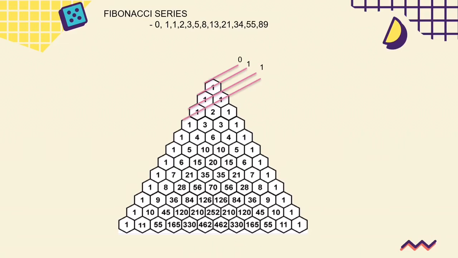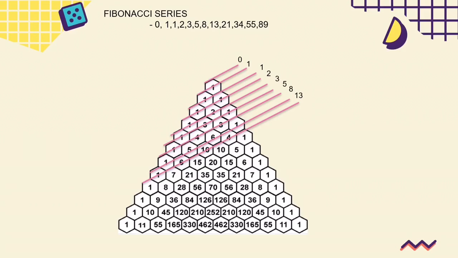Then the fourth line slashes 1 and another 1. So 1 plus 1 is equal to 2. Then another line is slashed by 1 and 2. So 1 plus 2 is equal to 3. Then another line slashes 1, 3, and 1. So 1 plus 3 plus 1 is equal to 5. Then another line, 1 plus 4 plus 3 is equal to 8. Then another line, 1 plus 5 plus 6 plus 1 is equal to 13.